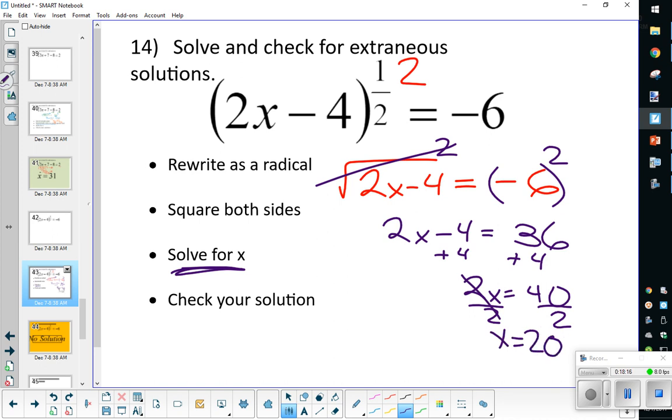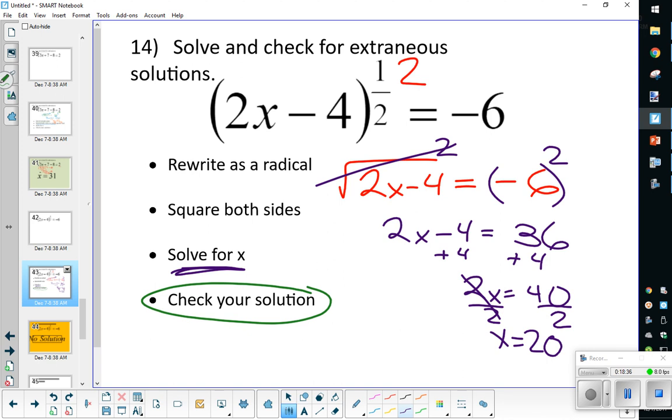Is that going to work? I need to check that solution in the end. When I plug 20 back in, is that going to get me an answer? Is that going to get me negative 6? Thumbs up if you think it is. Thumbs down if you think it's not. It will not get you that answer.